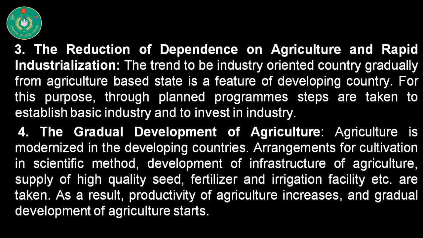Number 4, the gradual development of agriculture. Agriculture is modernized in the developing countries. Arrangements for cultivation in scientific method, development of infrastructure of agriculture, supply of high quality seed, fertilizer and irrigation facility, etc. are taken. As a result, productivity of agriculture increases and gradual development of agriculture starts.